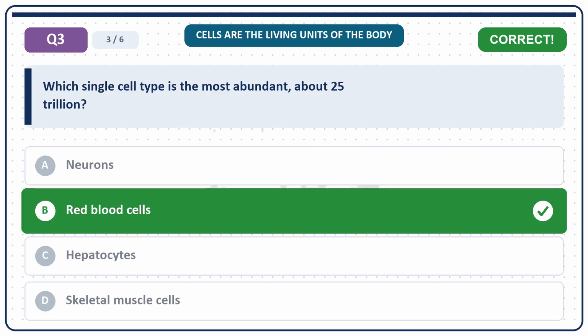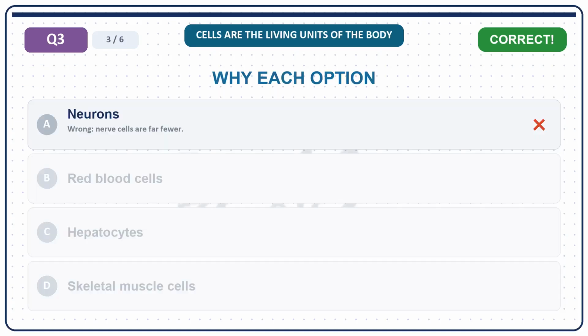Option B, red blood cells. That's correct. Now, let's break down each option. Option A, neurons. This one is wrong, because nerve cells are far fewer. Option C, hepatocytes. This one is wrong, because liver cells are fewer in number.